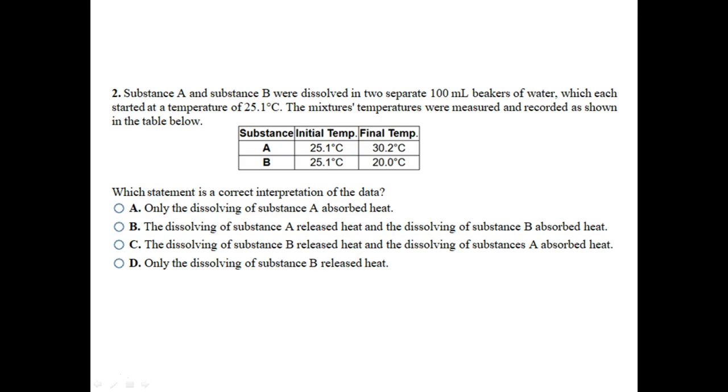A. Only the dissolving of substance A absorbed heat. B. The dissolving of substance A released heat and the dissolving of substance B absorbed heat. C. The dissolving of substance B released heat and the dissolving of substance A absorbed heat. Or D. Only the dissolving of substance B released heat.